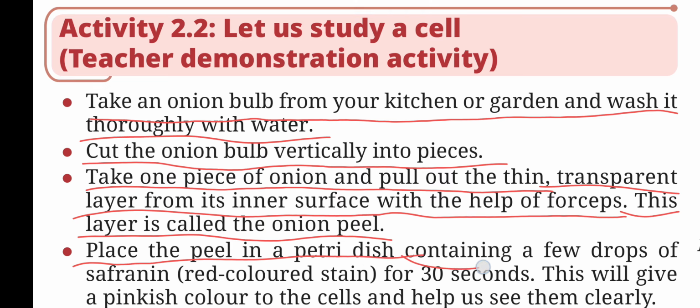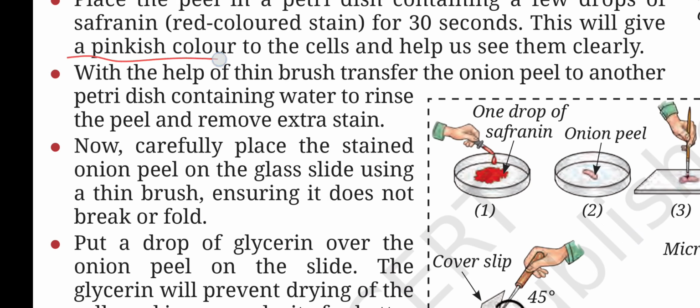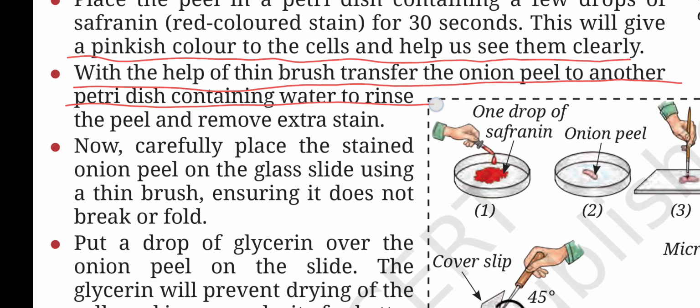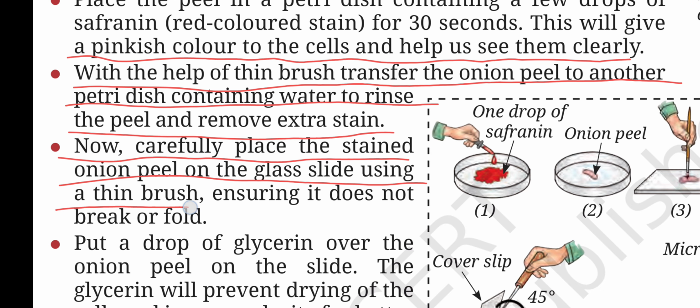Place the peel in a petri dish containing a few drops of safranin, a red colored stain, for 30 seconds. This will give a pinkish color to the cells and help us see them clearly. With the help of a thin brush, transfer the onion peel to another petri dish containing water to rinse the peel and remove the extra stain. Now carefully place the stained onion peel on the glass slide using a thin brush. Ensure it does not break or fold.